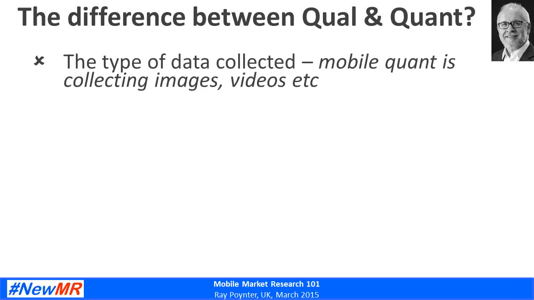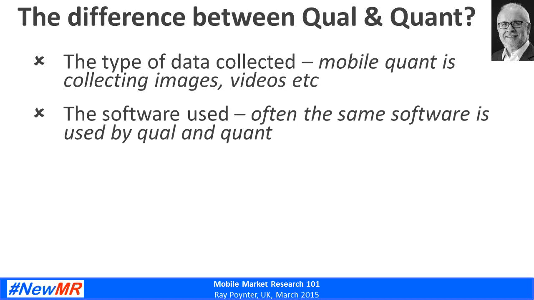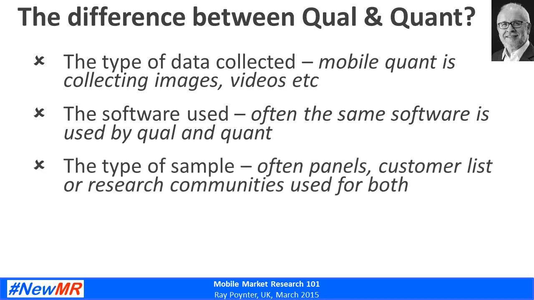It used to be you could tell the difference between qual and quant by the type of data we collected. But that's no longer true, because quant is now collecting images, videos, and a lot more open-ended information. The software used to distinguish it, but you can now use a lot of these software packages to do semi-structured interviews, to collect open-ends and videos, or to collect surveys. So that is becoming less of a distinguishing point. The type of sample is also becoming very much more similar. A lot of qualitative research now is done around panels, customer lists, research communities. They're also used for quant, so those are not great distinguishers.